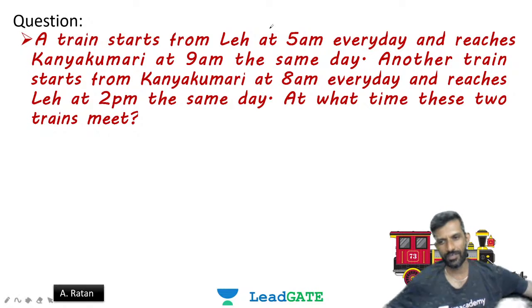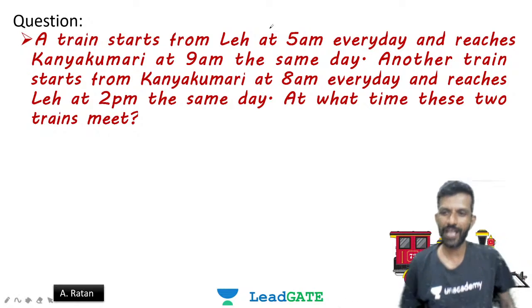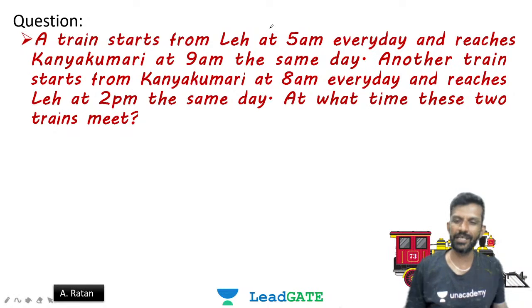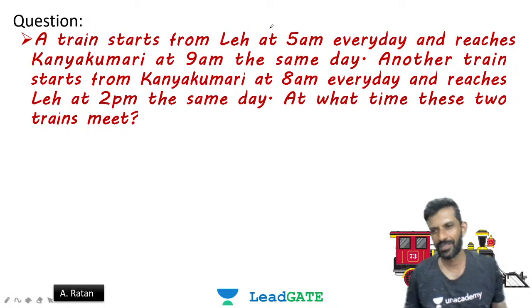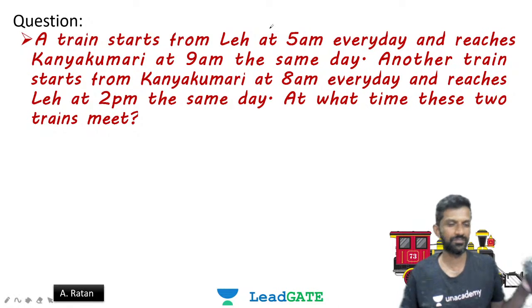Come on, try the answer for this. Now you cannot draw a line or divide, nor can you use any shortcut, because here the speeds of the trains are not the same.